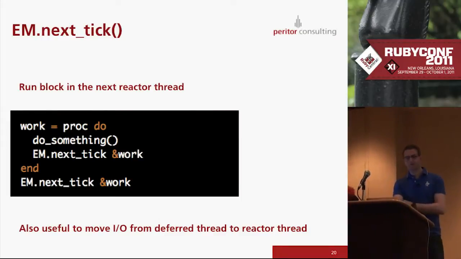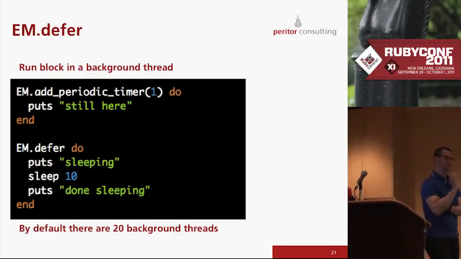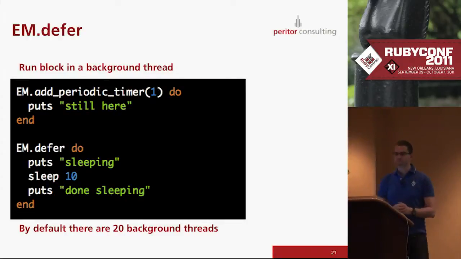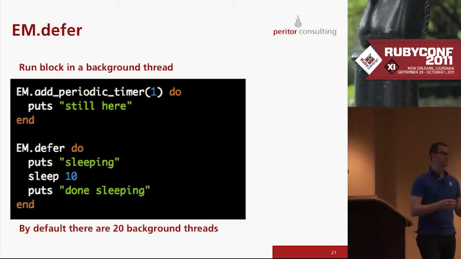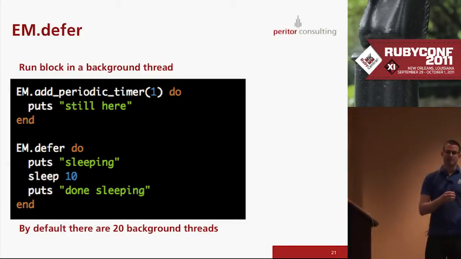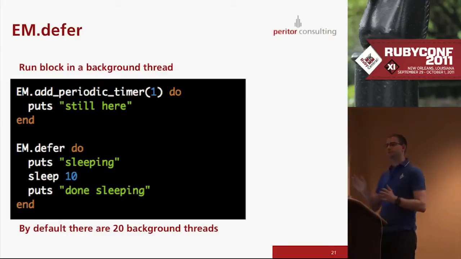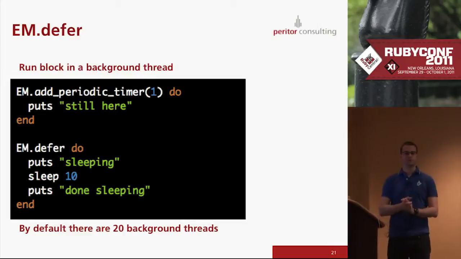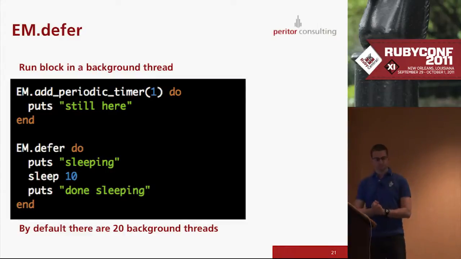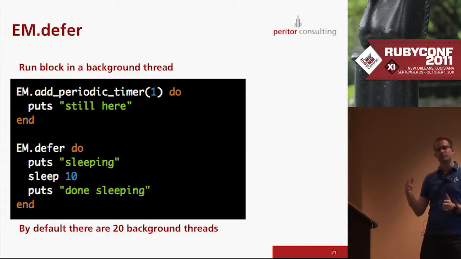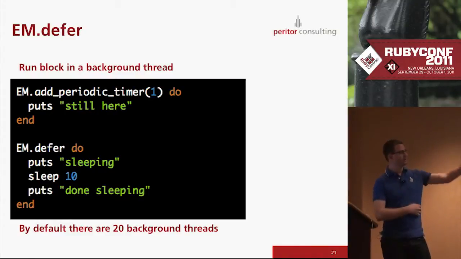There are cases where you don't want to do this, or where you want to do something slow. Say I have to compute the Fibonacci number of 2 billion or something, and it will be slow. So what you should do is wrap it in an EM.defer block. EM.defer does the opposite of EM.next_tick, so it brings you out of the main reactor thread into a background thread. By default, there are 20 threads in a thread pool that you can use for it. And EM.defer will make sure that the code that you give it runs in such a background thread. So in our example case here, we will not block the main loop.